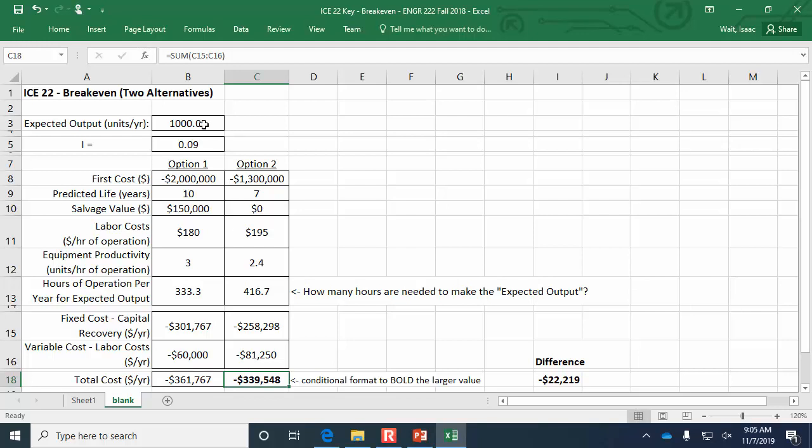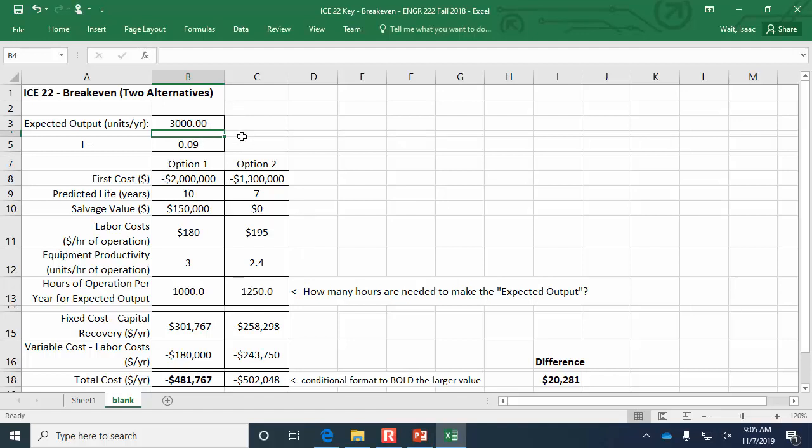And so once we have it set up, we can change the volume from 1,000 units per year to 3,000 units per year. And it's automatically going to change which one is bolded. And we can find out that option 1 is now the cheaper way to go. If you're making a lot of the items, then paying extra for it is worthwhile because of this improvement in productivity. So your costs per year are less when you're going to be making a high volume.